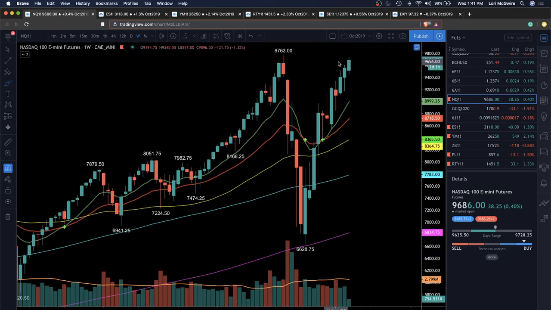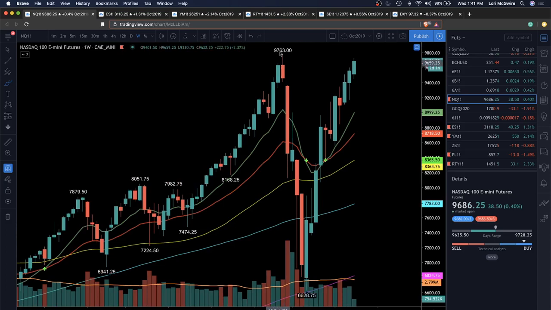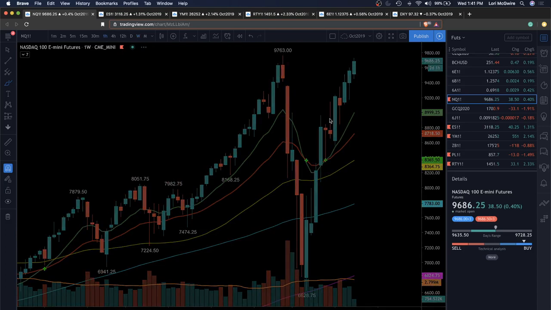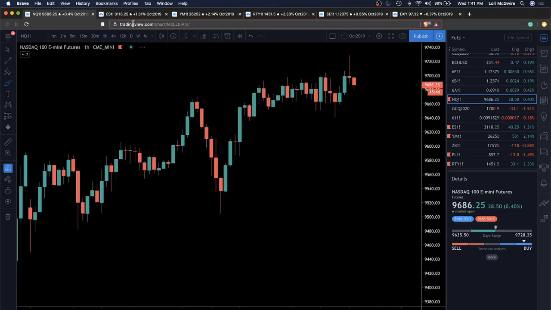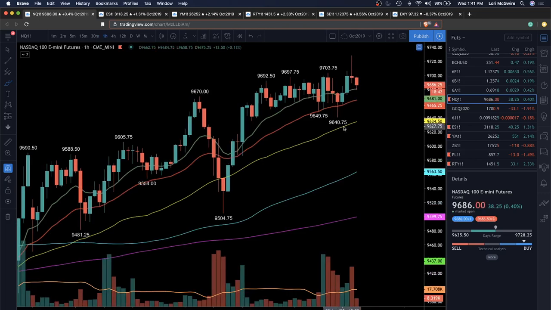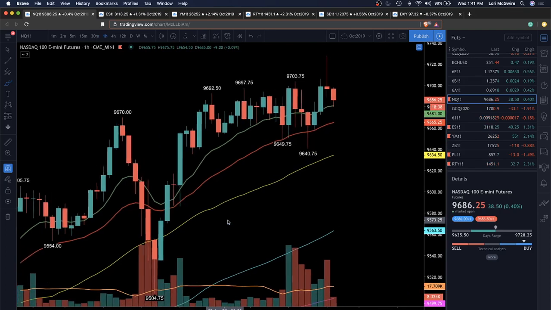We hit 9728 today, and our all-time high resistance is 9763. Shorter term time frames, we have support at 9640.75 and then down at 9504.75.